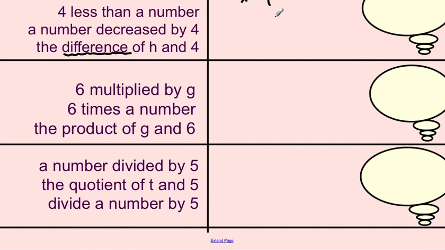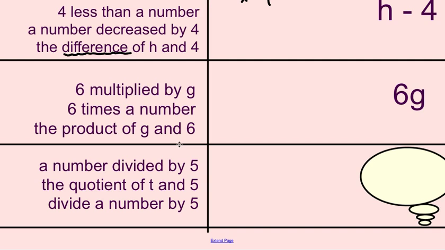All right, and so I never revealed that. Let's reveal it. We were right. Okay, so 6 multiplied by g, 6 times a number. The product of g and 6 are a few ways to say this.